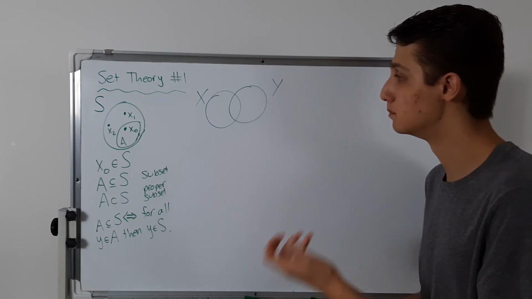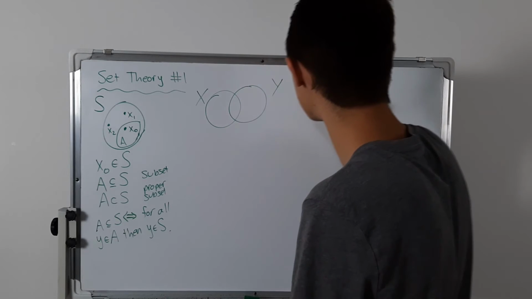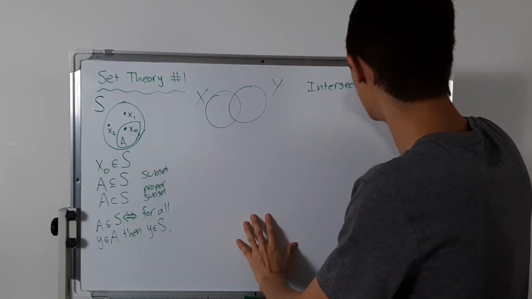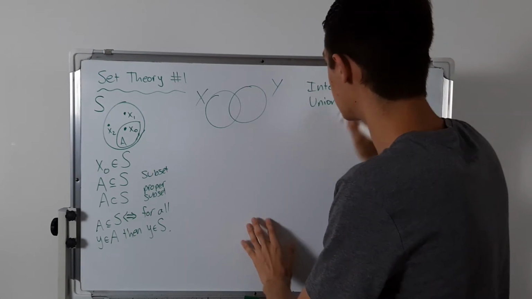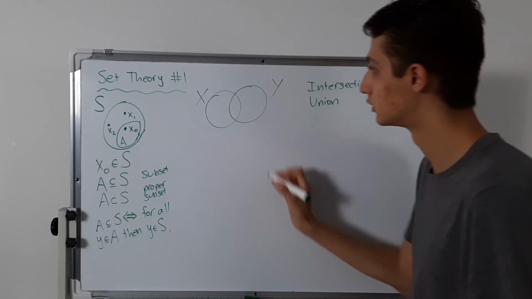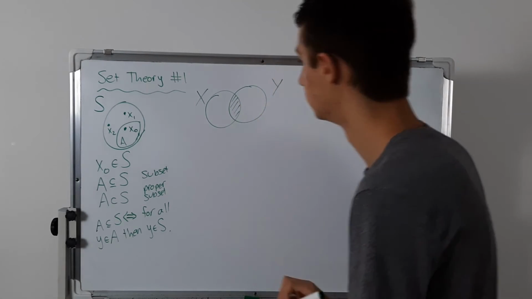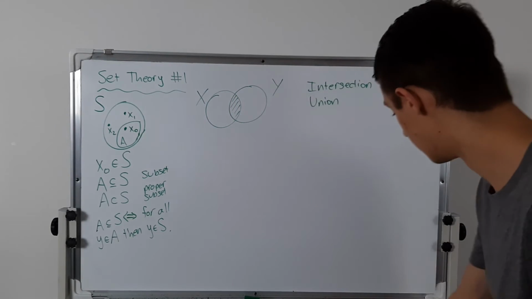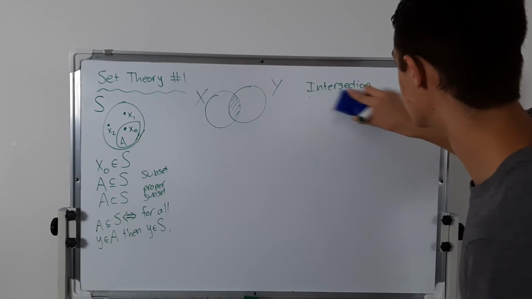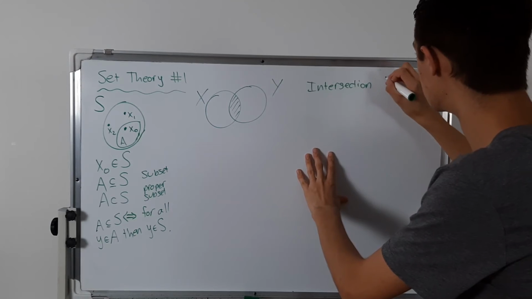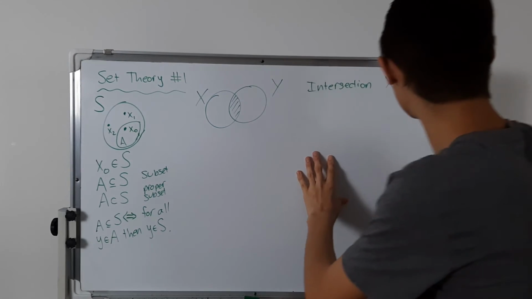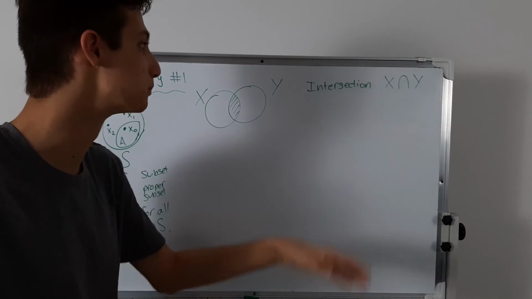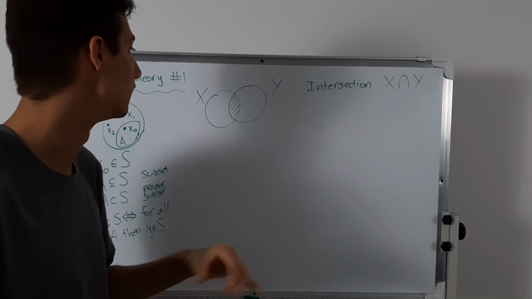So there are two basic notions that we can talk about. There is the actual intersection, and there is the union. The intersection is just this portion. Basically, it's all the elements that are both in X and Y. So let me erase this for now. We denote the intersection as X, and then this upside down U-shaped symbol, and this will make more sense in a little bit. It's just this part.